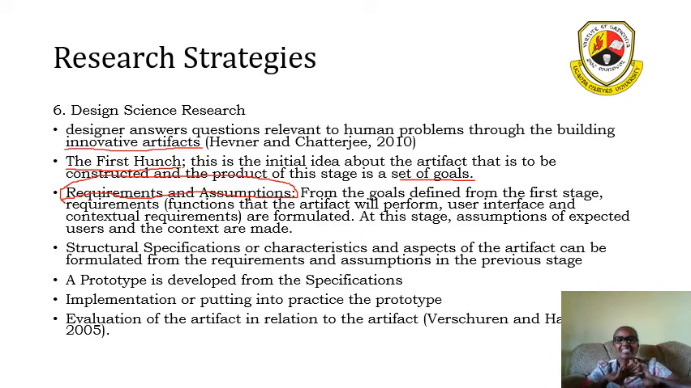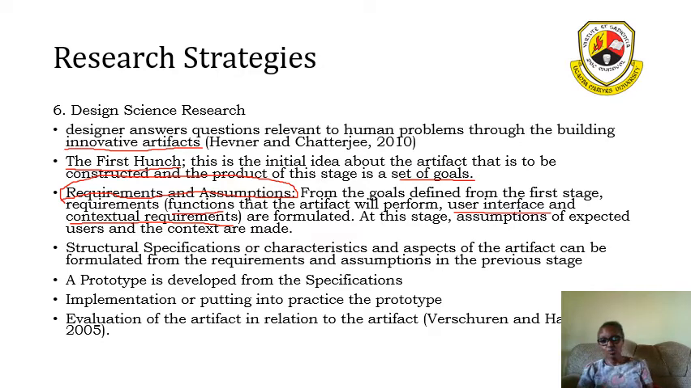So now you're beginning from the first hunch, you're beginning to give your artifact a body. Yeah. So you're giving it the functions. Yeah. You're determining what the user interface will look like and the contextual requirements, where it is going to exist. If it's a web-based application, am I going to be using Apache? Am I going to use Java to build it? Am I going to use PHP, and so on and so forth?